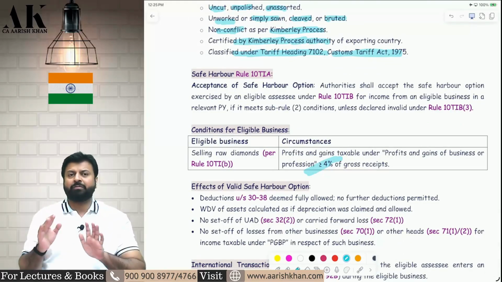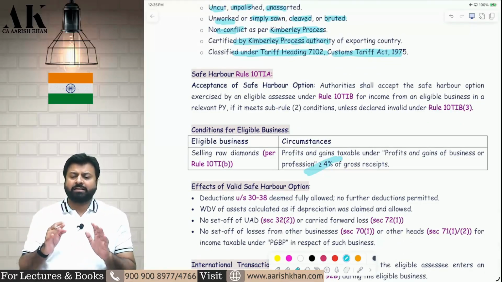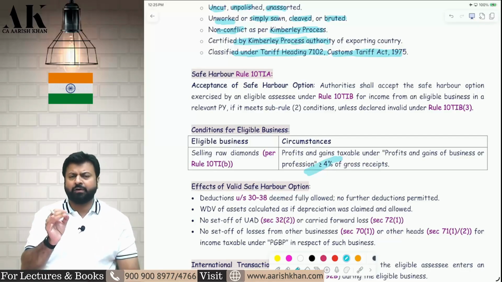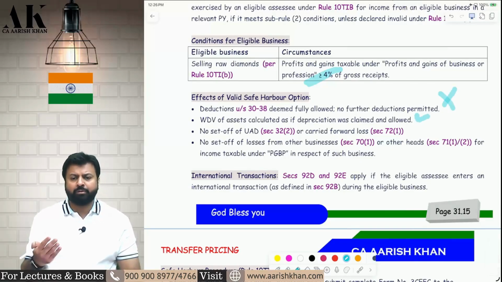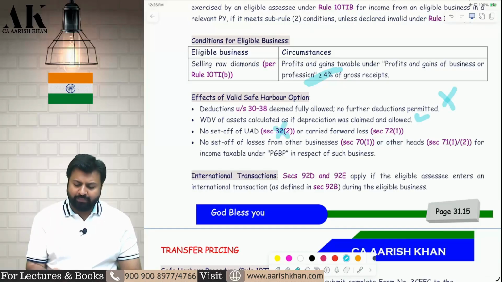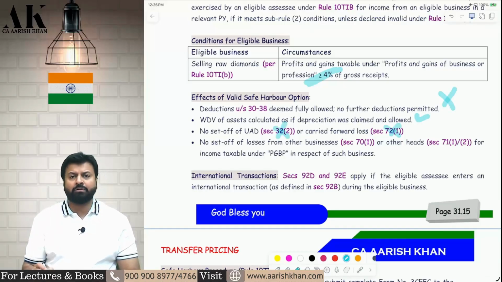If they show more than 4%, we will accept. If they show less than 4%, we will not accept. At least 4% of your gross receipt you have to show as your profit. No PGBP deductions will be allowed. WDV of the asset will be computed in the same manner. No UAD will be allowed. No carry forward and set off of losses will be allowed. Nothing will be allowed. No business loss, no capital gains loss, nothing will be allowed to set off against your income.